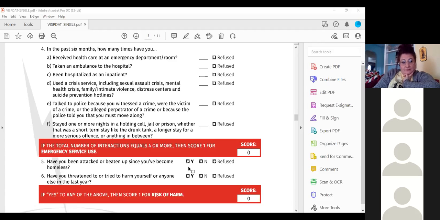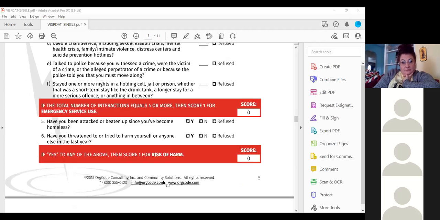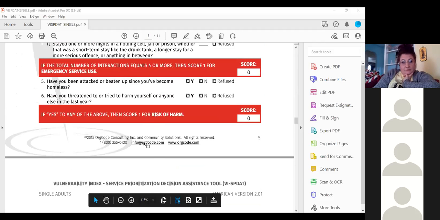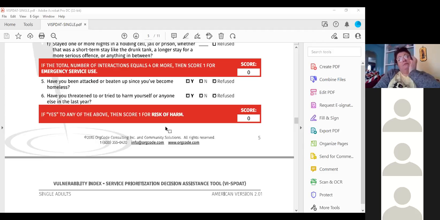And then going down, since he covered 5 for me, on 6, have you threatened to or tried to harm yourself or anyone else in the last year? They automatically say no, because they don't want to be viewed as somebody that is violent or out here doing something that's malicious. It could have just been something in the shelter where somebody was harassing them or giving them a hard time, which happens often, especially when they're standing outside smoking, talking amongst each other, where they made a threat to somebody and, leave me alone.